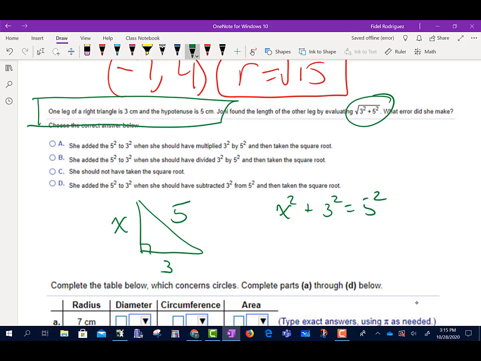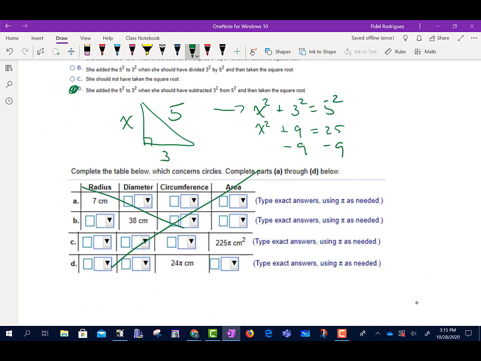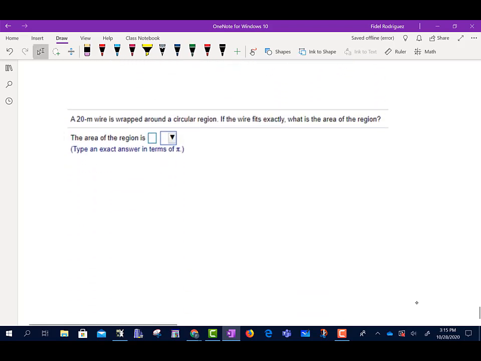If we wanted to solve this particular problem, what should we have done first? We should have said, okay, this is 9, this is 25, and we should have subtracted 9, right? So which one here has subtraction? That one there. That would be our answer. Okay. So I'll tell you what, guys, we're going to stop it there. You won't have this problem in your homework, and you won't have that problem in your homework either. And that was 13.3.